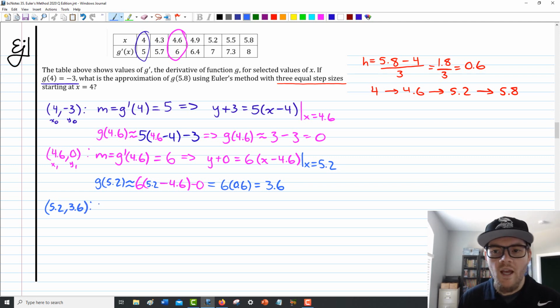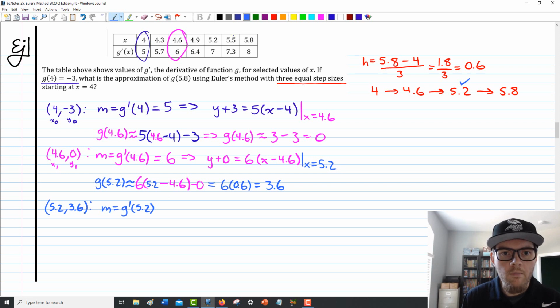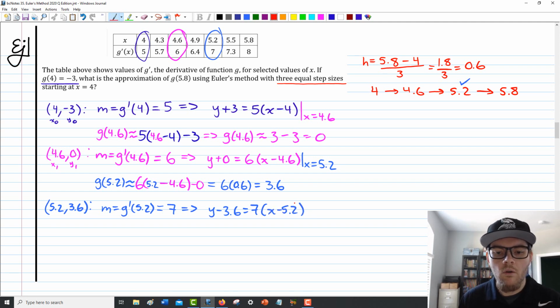Then we just do it one more time. So basically we're right here. We want to get to here, so we've got one last step to finish. So calculate our slope as we have each time. That's going to be g prime of the x value, which is 5.2. And according to our problem up here, 5.2 slope is equal to 7. So that gives us our new tangent line of y minus 3.6 is equal to 7 times the quantity x minus 5.2.